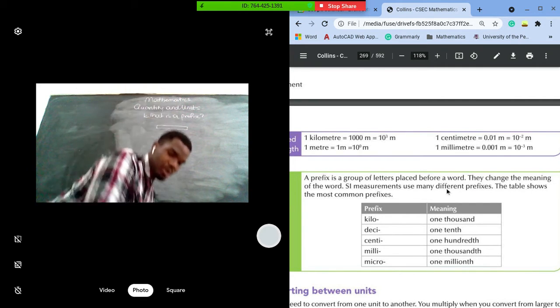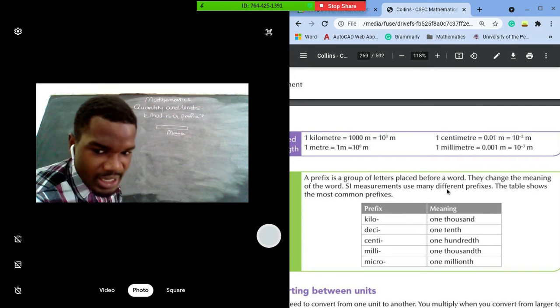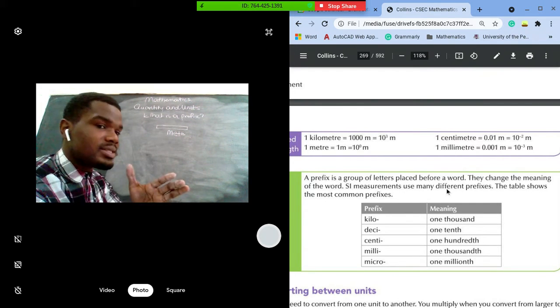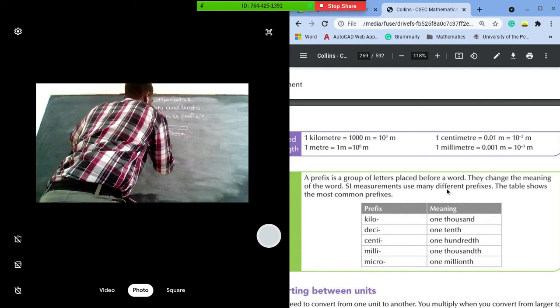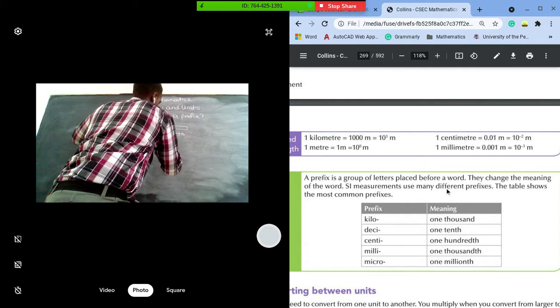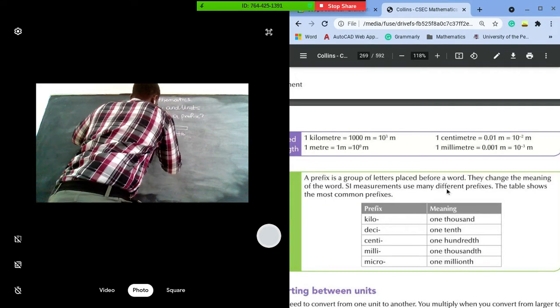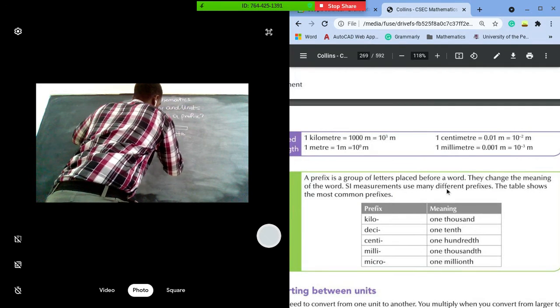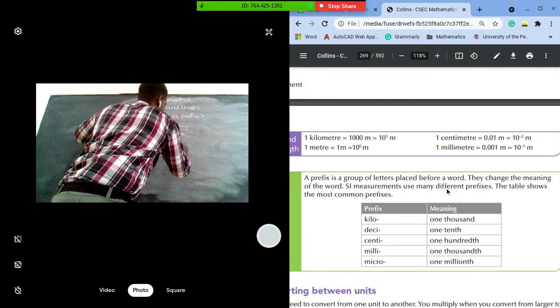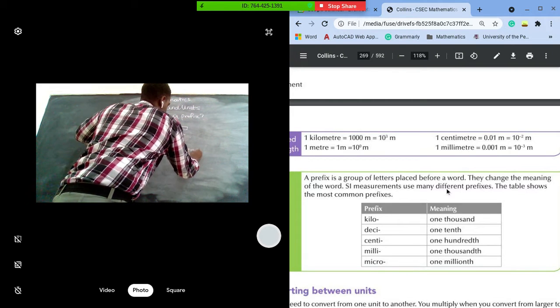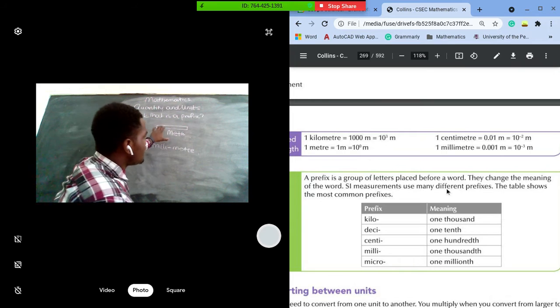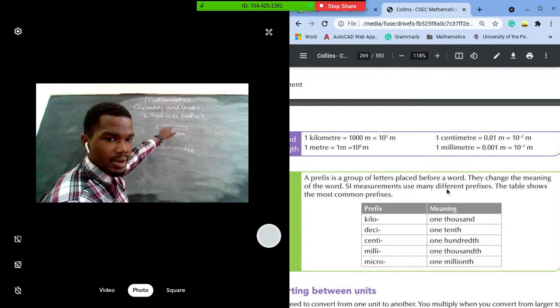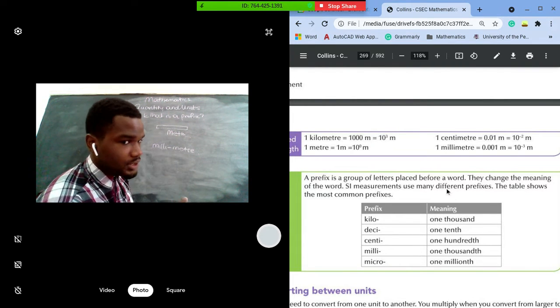So I hear a suggestion from George. He says I should put millimeter. So let's put M-I. How do you spell milli, George? M-I-L-L-I. Meter. My question to you, everybody: do you think this meter is going to be the same or it's going to change?